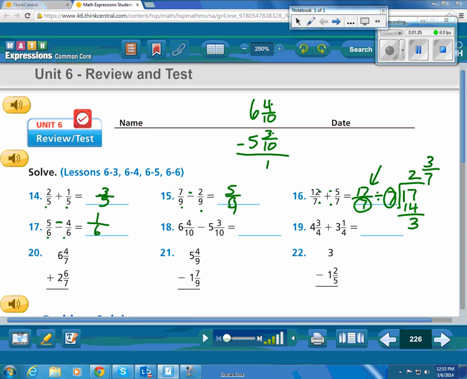4 minus 3 is 1. The denominator stays the denominator, stays the denominator. 6 minus 5 is 1. Okay. So this one is 1 and 1/10.